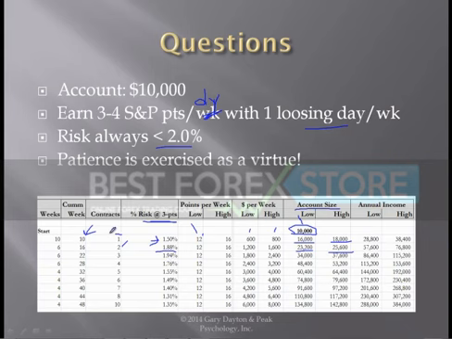Notice what you're doing. You're starting off relatively small, and you're earning the right to add contracts, to add position size. You're earning the right, and the way you track it is your account size. Your account size versus your risk point.